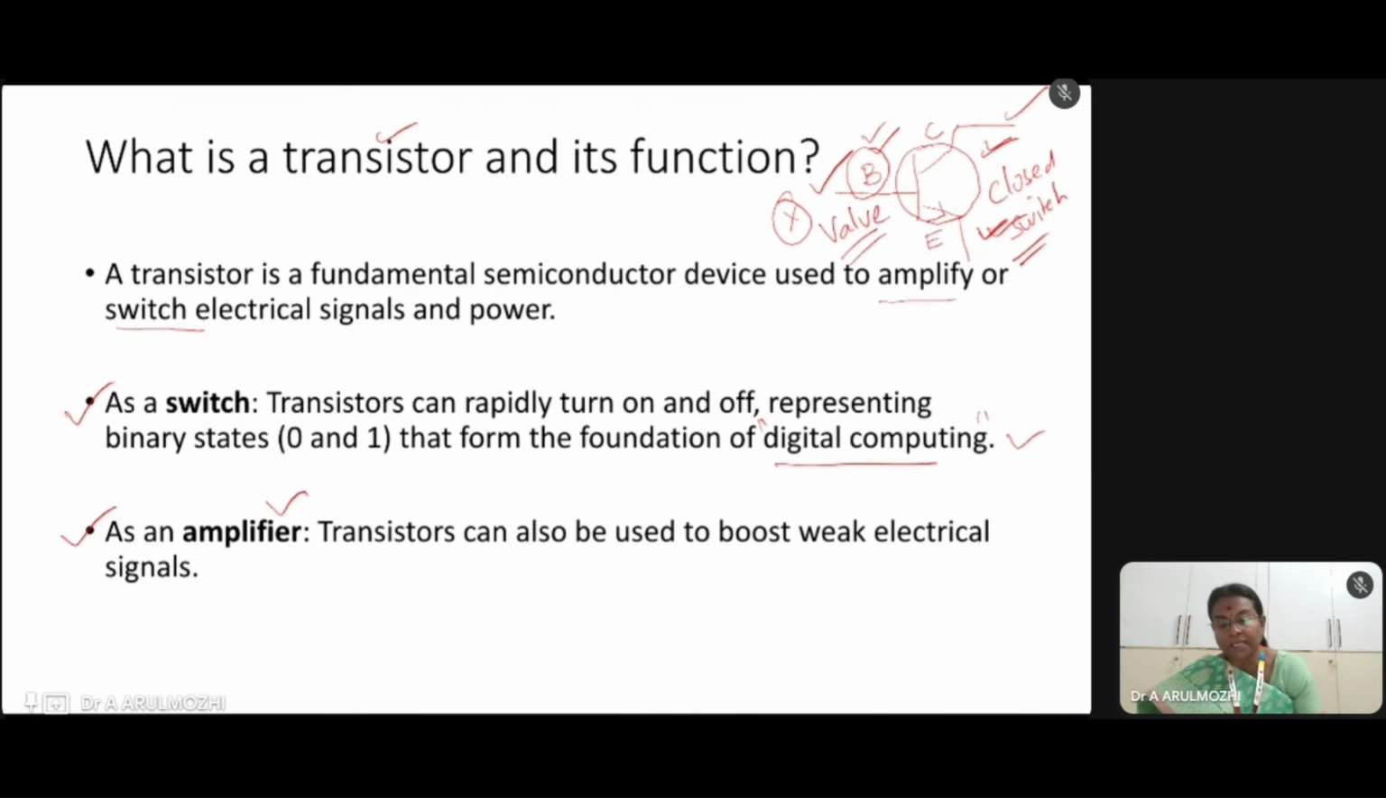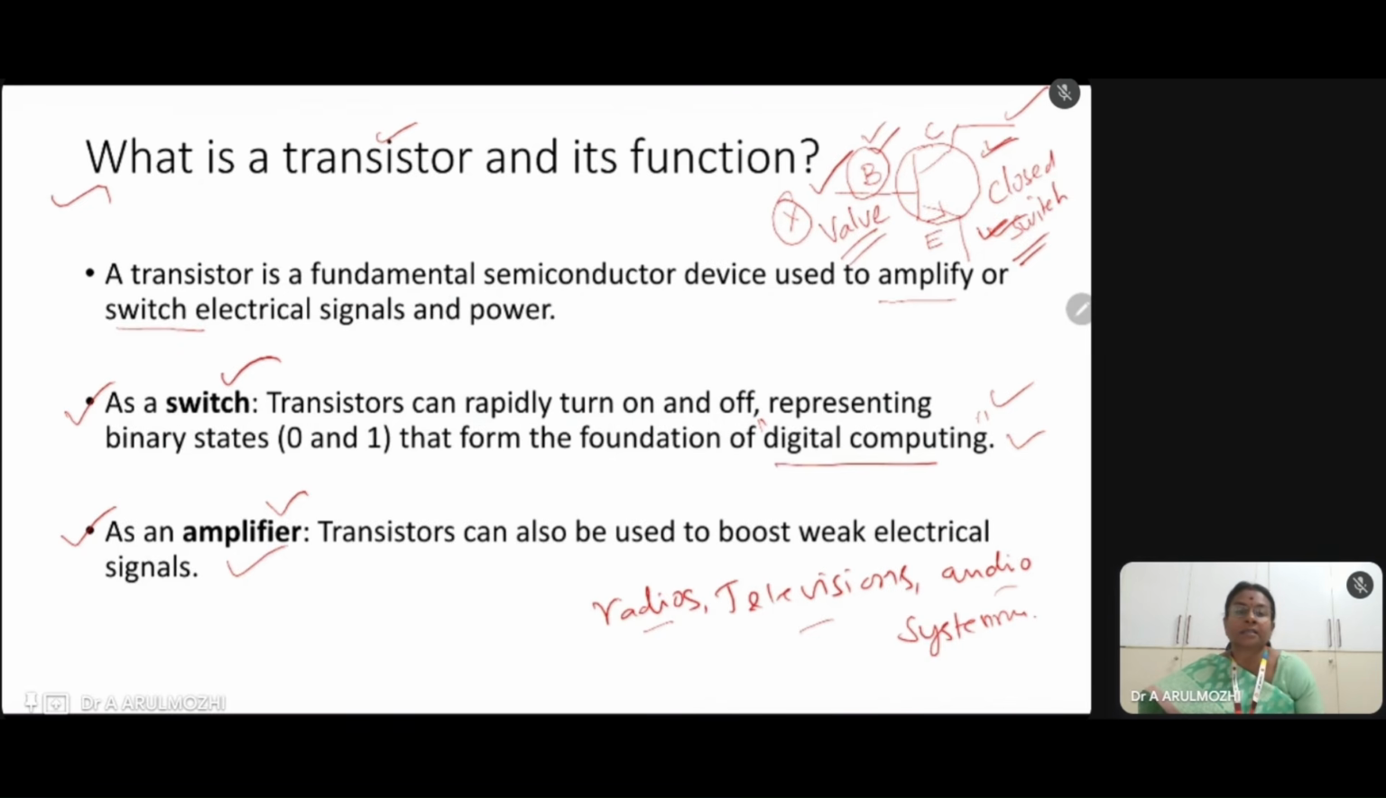can be used in our radios, televisions, audio systems, etc. So it can be used as a switching device in digital computing, and secondly, the amplifying process can be used in radios, televisions, audio systems, etc. So here we can get a clear idea about what a transistor is and its functions.